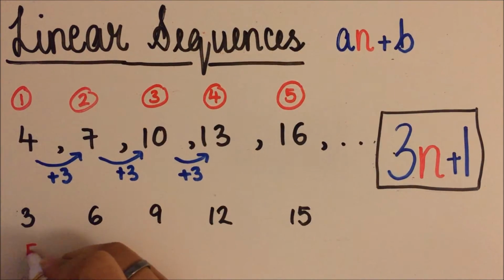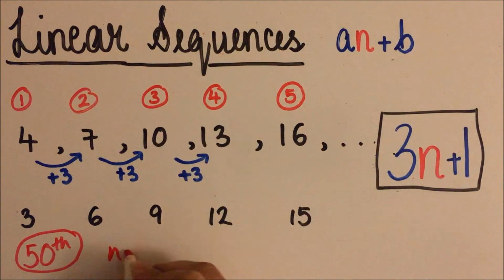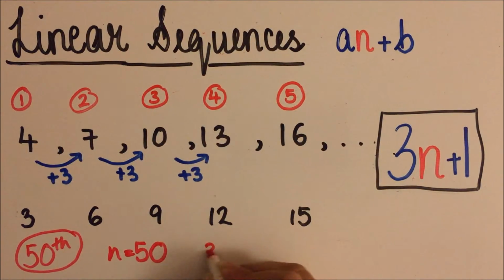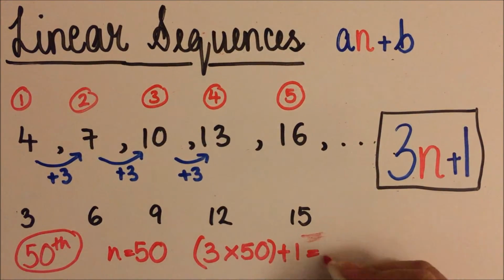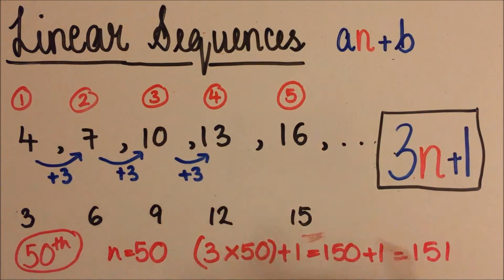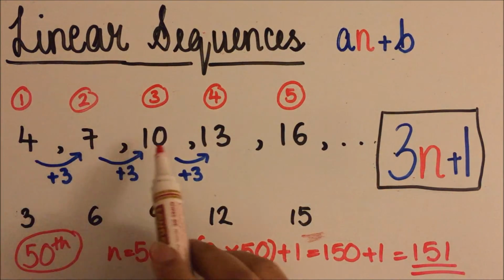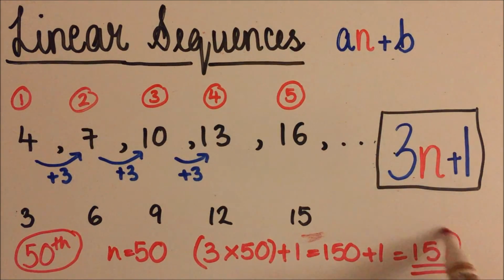So if you want to find out the 50th term, all you have to do is replace the n with 50. So 3 times 50 plus 1. 3 times 50 is 150, and 150 plus 1 is just 151. So in this case, the 50th term is 151. So this means that eventually, if you keep on carrying this sequence on, then the 50th term will be 151.